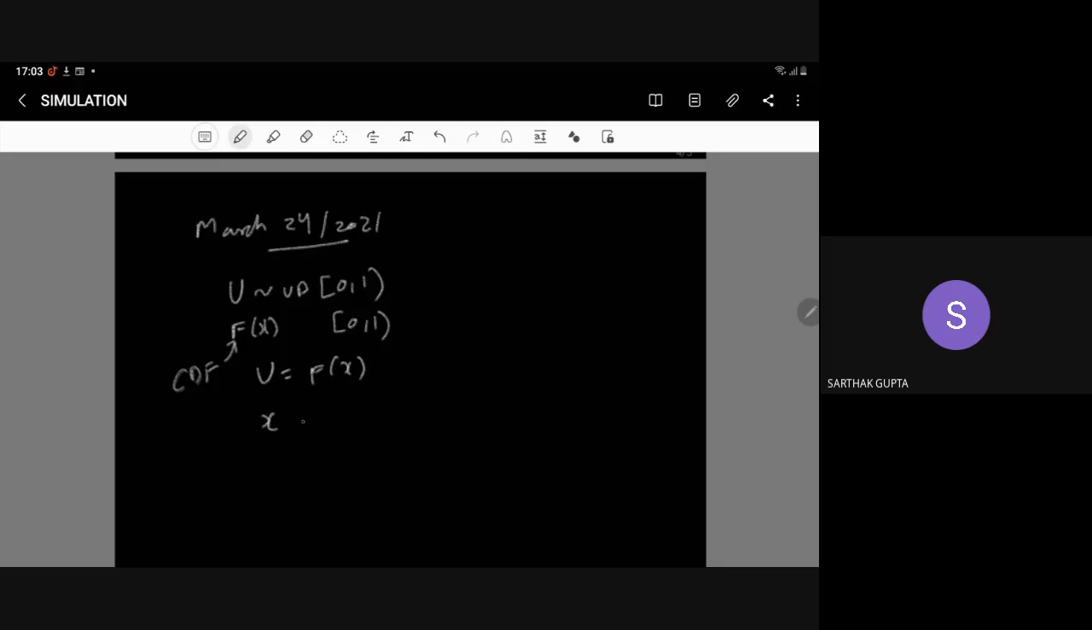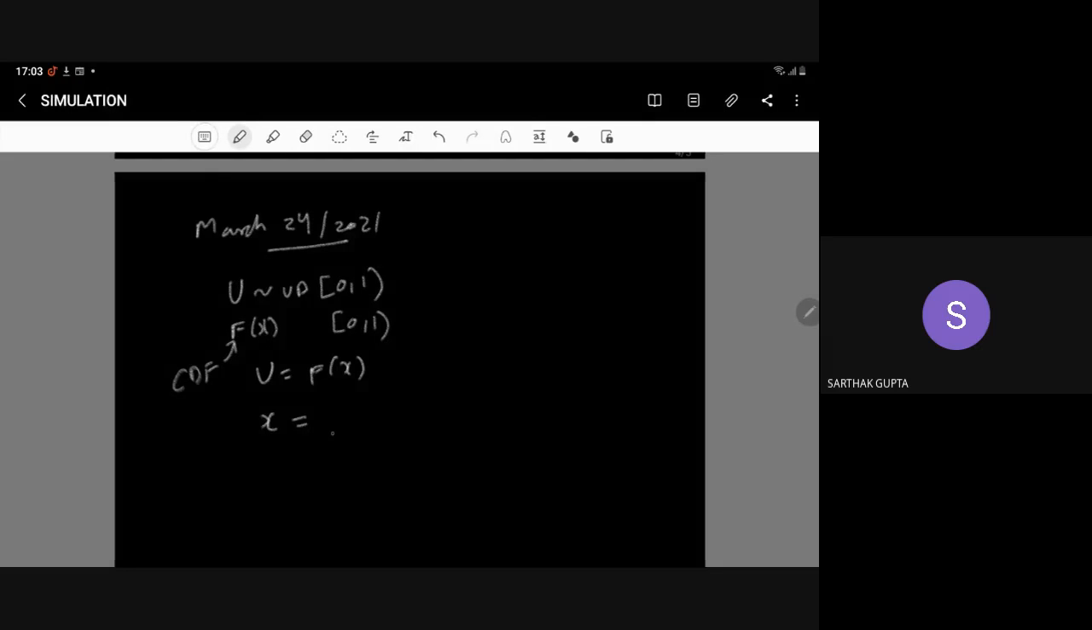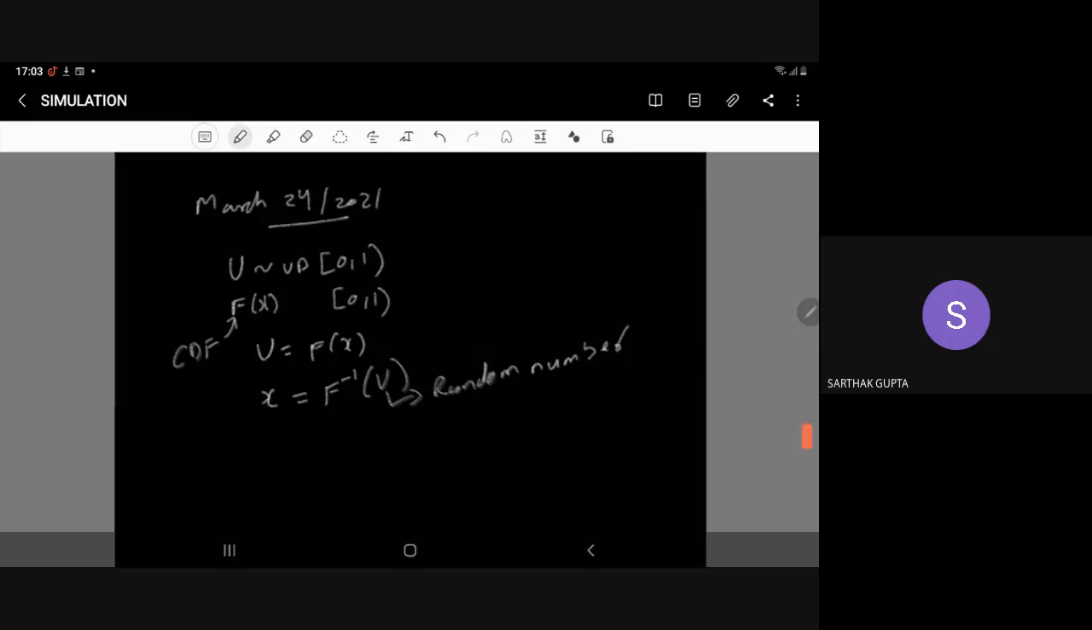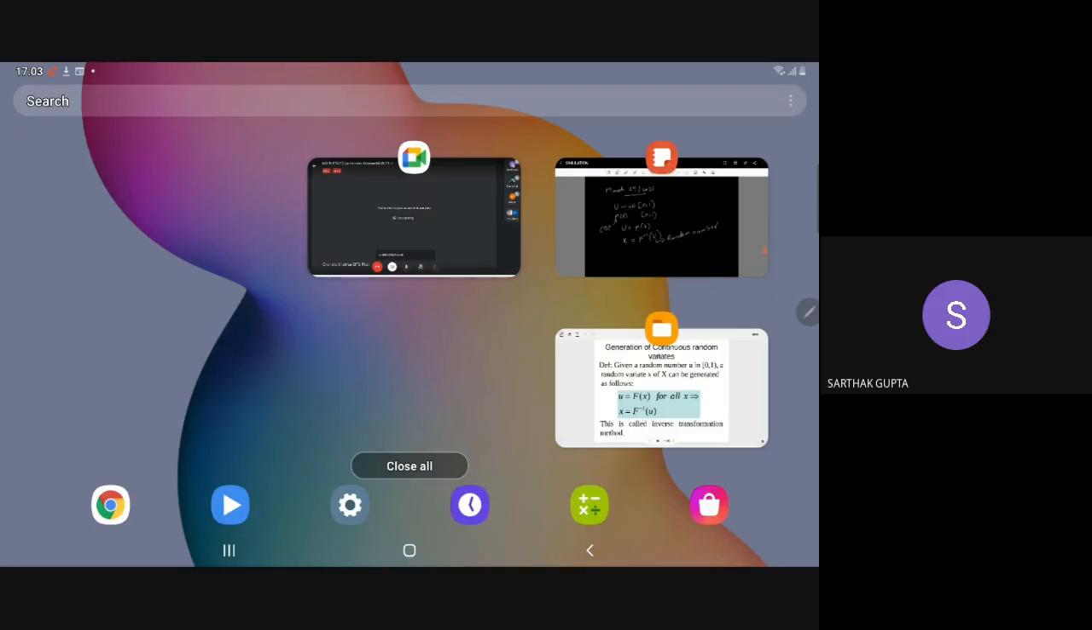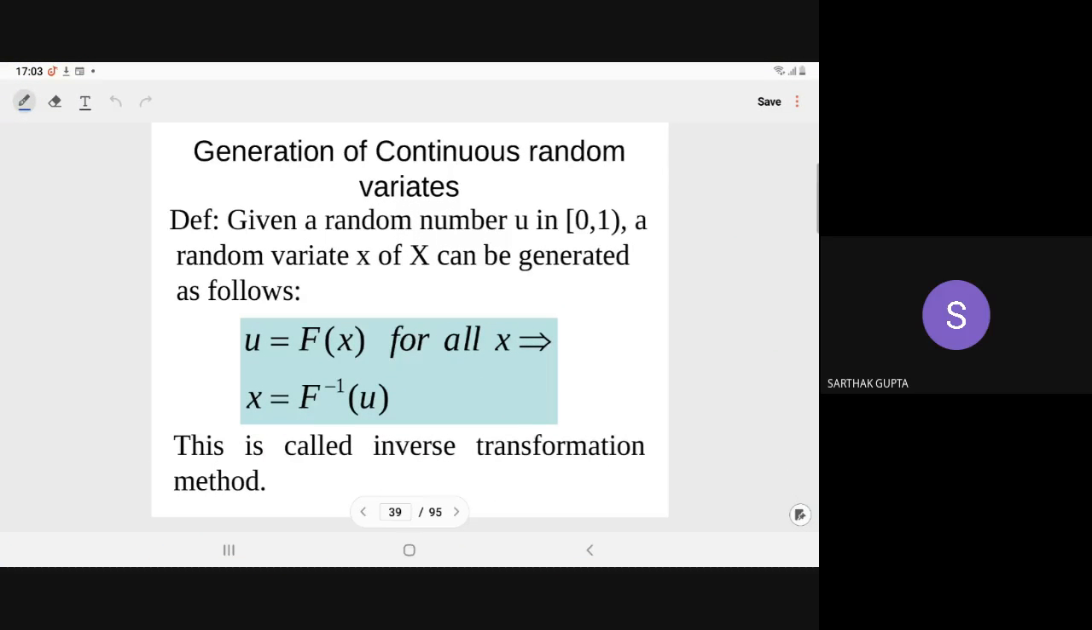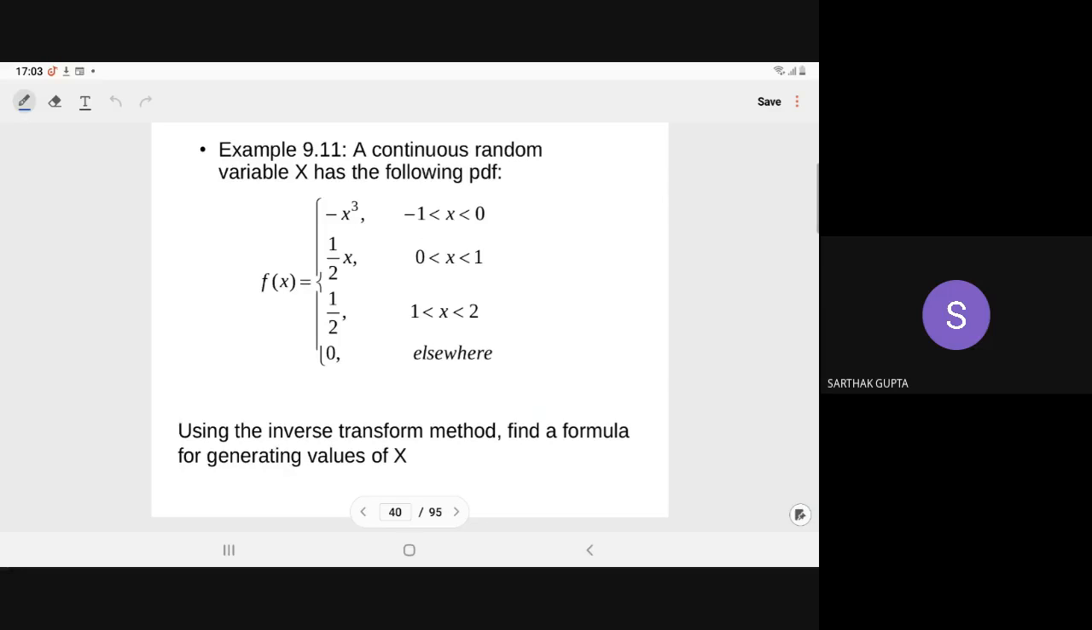So the random variate x you can generate as F inverse of u, where u is a random number. In this way you can generate any continuous random variate. You just have to equate the CDF with u and take the inverse. That is the method of the inverse transform.